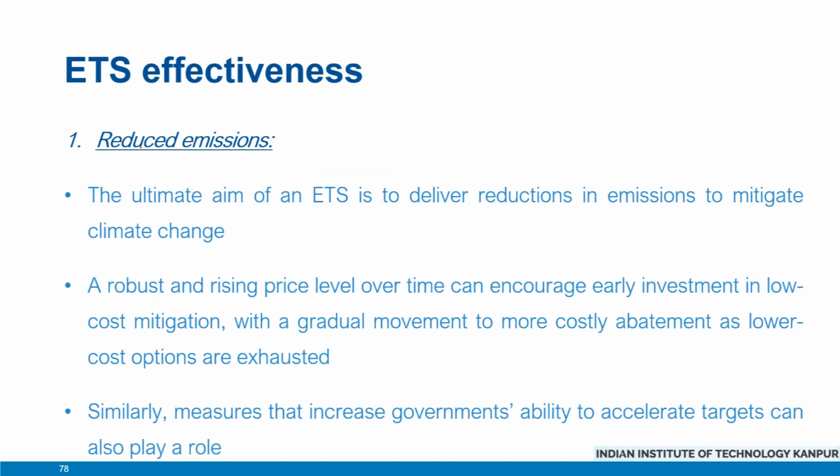Let us start with the first and foremost objective, which is to reduce the emissions. An ETS is created to promote numerous objectives, but ultimately its aim is to deliver reductions in emissions to mitigate climate change. For example, the Paris Agreement codifies the aim to limit global warming to well below 2 degrees above pre-industrial levels, which is to be delivered through a set of bottom-up targets with ambition gradually increasing over time. An implication of this goal is that global greenhouse gas emissions should reach net zero levels by the middle of the century, which is 2050.